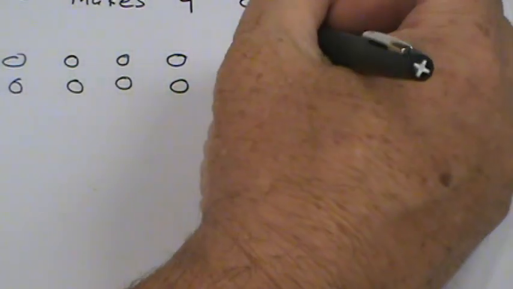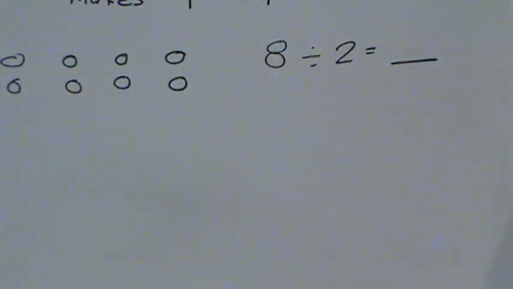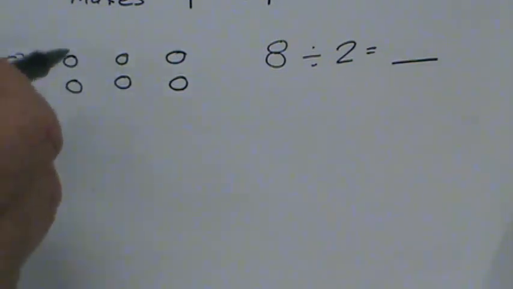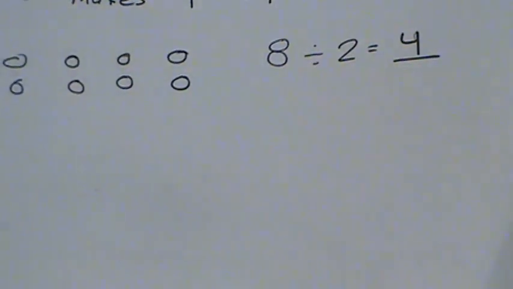So using this array, we could do 8 divided by 2 equals a number. And we can count the number of columns to find out how many cups, the total. So it would be 1 column, 2 columns, 3 columns, 4 columns. So 8 divided by 2 would be 4. And we could even double check this.